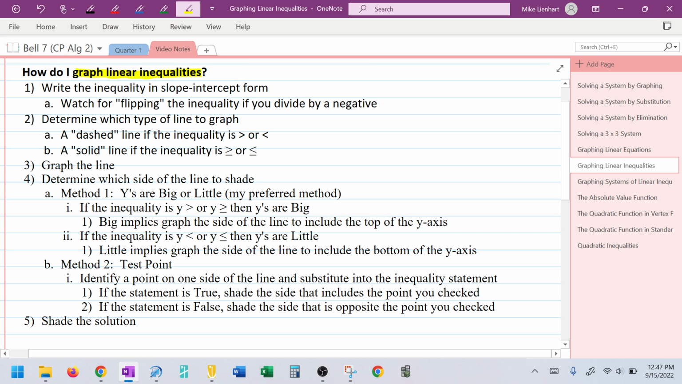Now remember, when you write it in slope-intercept form, be careful when you're trying to get that y by itself, because if you divide both sides by a negative, you got to flip that inequality, following our inequality rules.